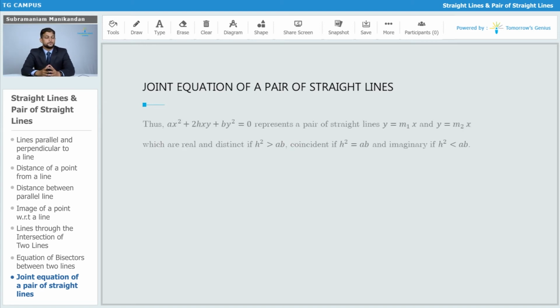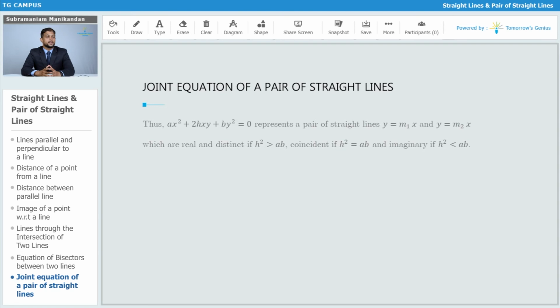The first of those is the value of the coefficient of xy. Thus, ax square plus 2hxy plus by square is equal to 0 represents a pair of straight lines y equals m1x and y equals m2x, which are real and distinct if h square is greater than ab, coincident if h square equals ab, and imaginary if h square is less than ab.